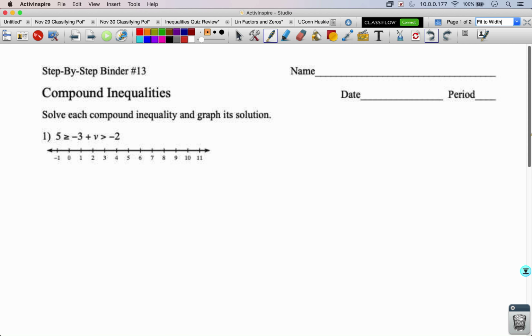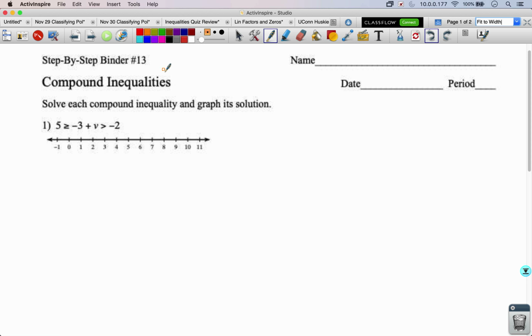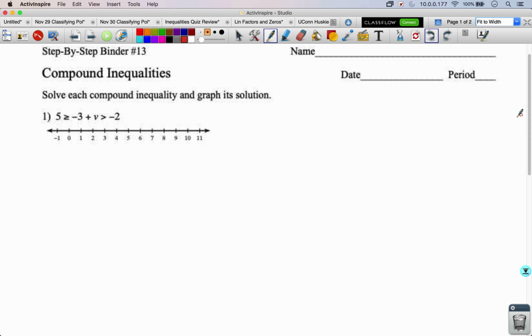We're doing a step-by-step binder sheet today. Feel free to do this just on a separate piece of paper and then clip it into your step-by-step binder. Or if you really want to, you can print this off of my extra stuff calendar and fill it out there. All right, so solve each compound inequality and graph its solution.